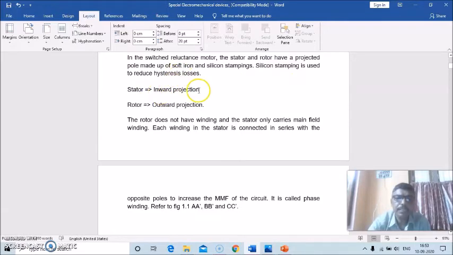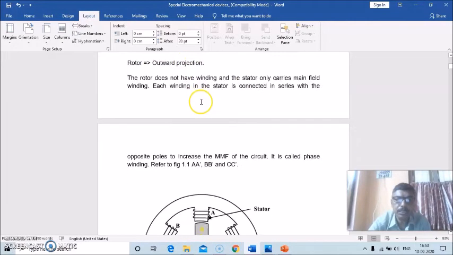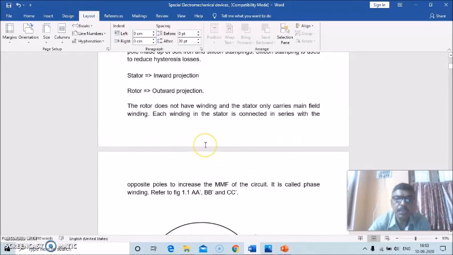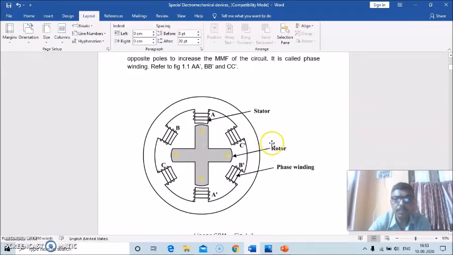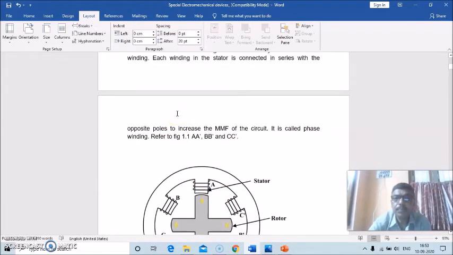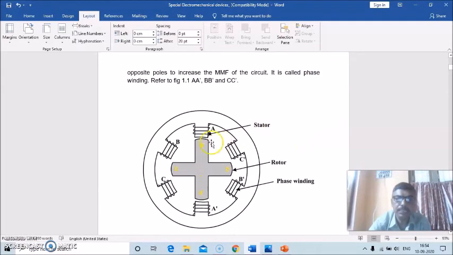The stator has inward projections and the rotor has outward projections. The rotor does not have a winding, and the stator only carries the main field windings. Each winding in the stator is connected in series with the opposite poles to increase the MMF of the circuit, and these are called phase windings, like AA dash, BB dash and CC dash of this stator winding.